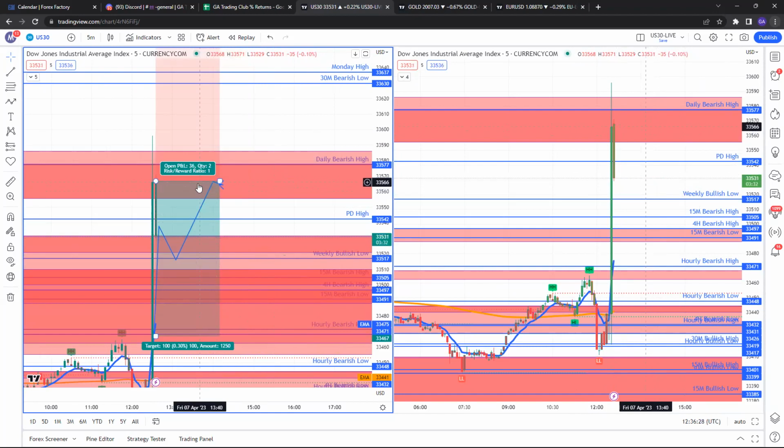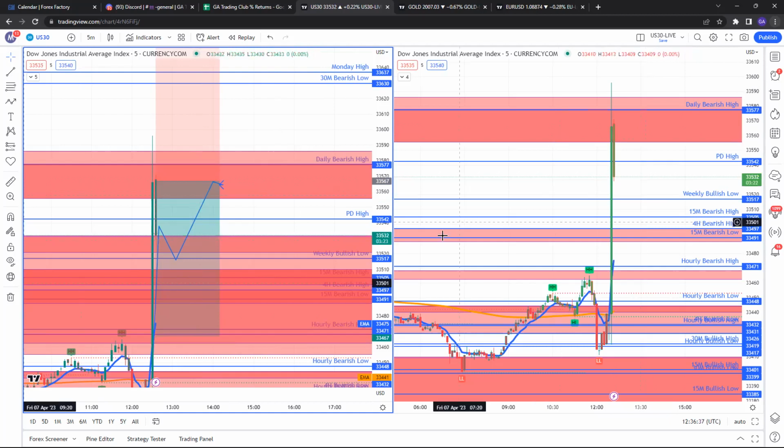So this trade was no drawdown. What is that? 566 down to 5. So it went up. We are up 36 pips in profit.